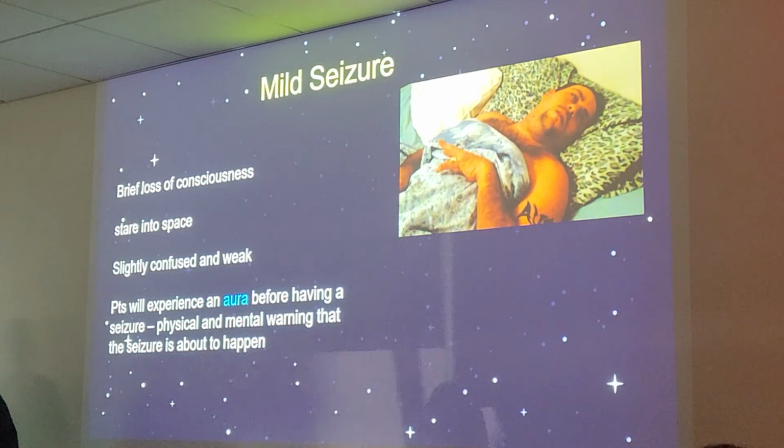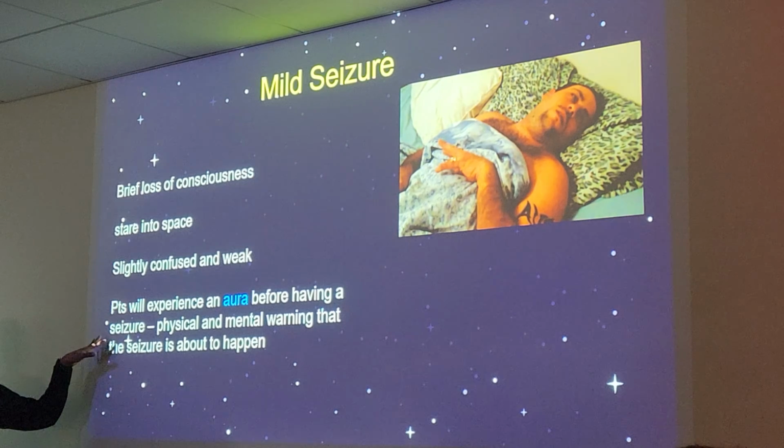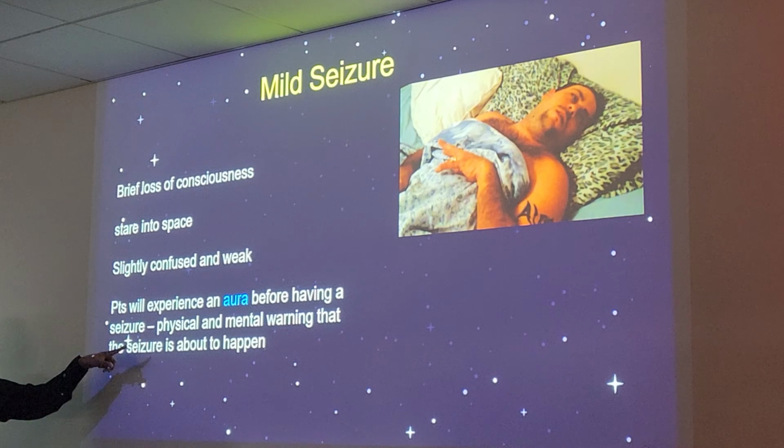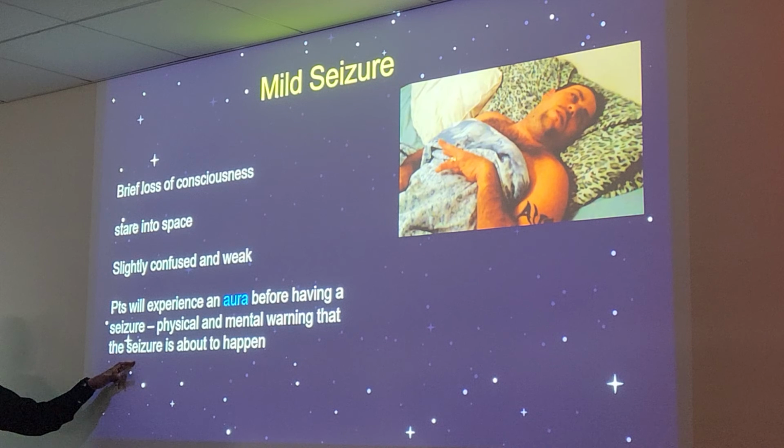Mild, these are some of the symptoms that they might exhibit. Brief loss of consciousness. You may see them just staring off into space, slightly confused and weak. Seizure patients will experience an aura. Basically it's a sensation that they're about to get that seizure. It's a physical and mental warning that the seizure is about to happen.